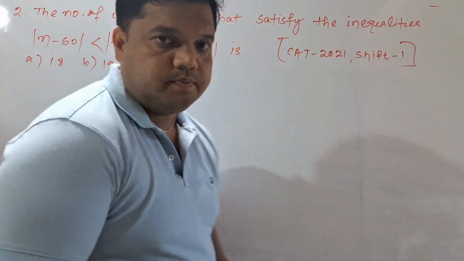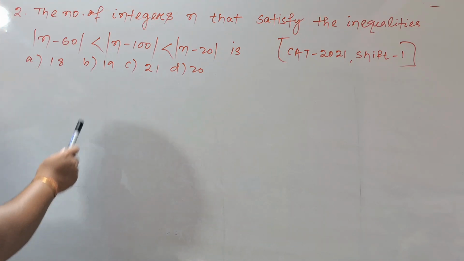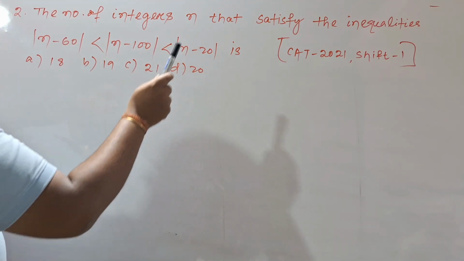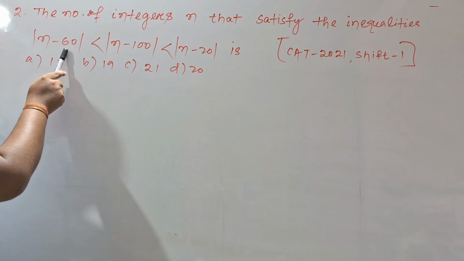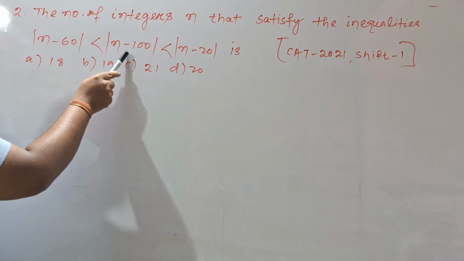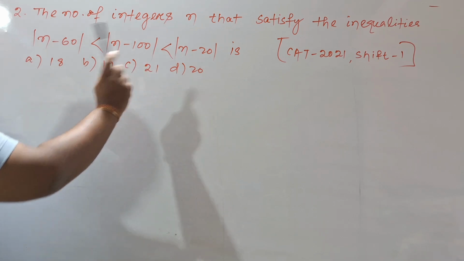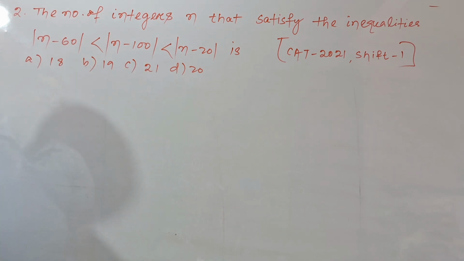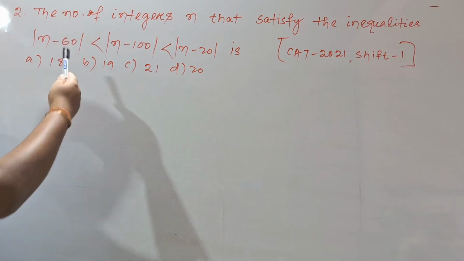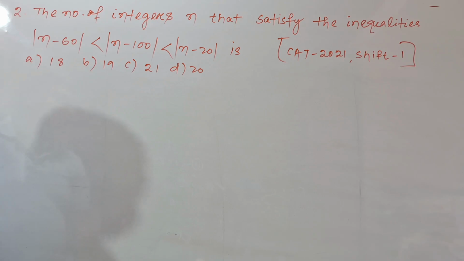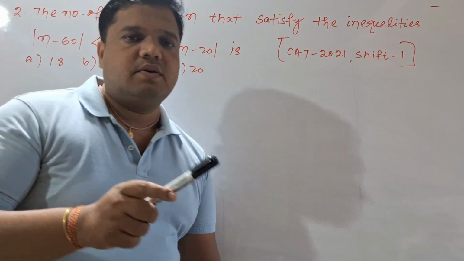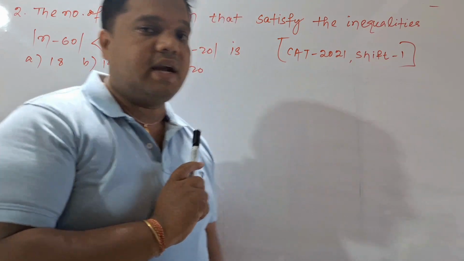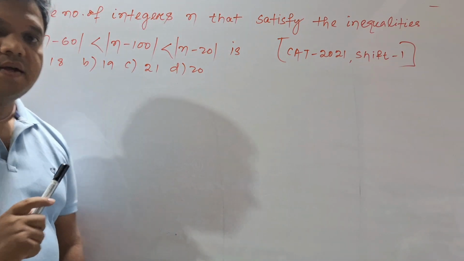Okay, question number 2. Read the question. The number of integers n that satisfies the inequality. Achha, here the inequality is given: mod of n minus 60 is less than mod of n minus 100, which is less than mod of n minus 20. So the question is to find the number of solutions of n. How many values of n satisfy this inequality. And this was asked in 2021 shift 1. Options are given. First you try for 1 minute. Then you can check my answer. Okay, you first try.